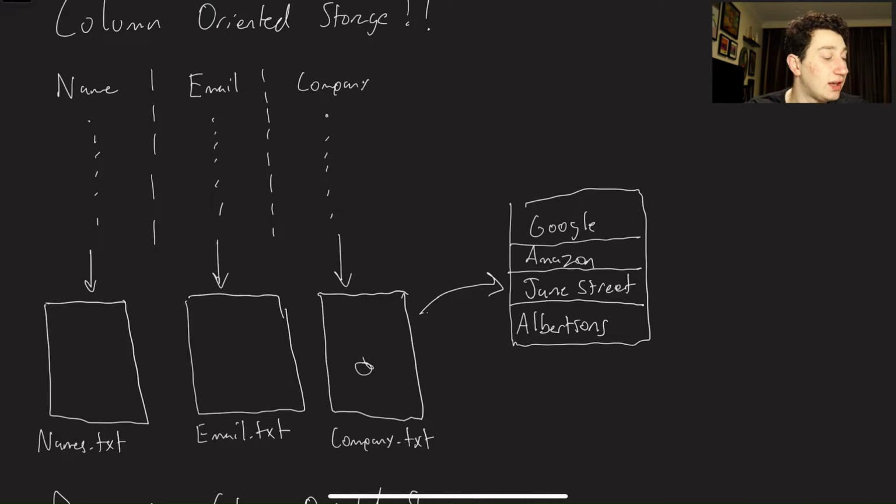So obviously in increasing order of prestige, we've got Google at the lowest, then Amazon, then Jane Street, and then finally Albertsons, the top company. So hopefully that makes sense. Basically the gist of it is in row-oriented storage, you store the data from one row together on disk, and in column-oriented storage, you store the data from one column together on disk.